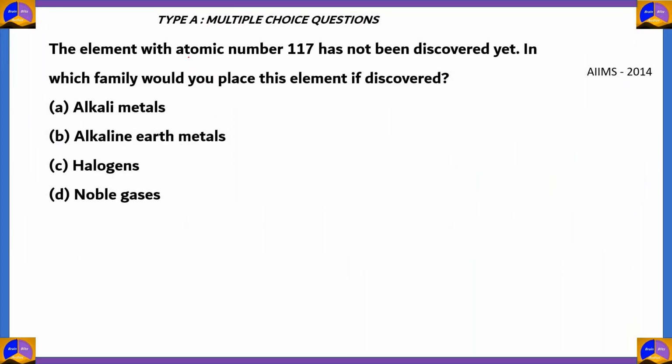Now, let's look at this question. The element with atomic number 117 has not been discovered yet. In which family would you place this element if discovered? Now remember that this is 2014, so therefore at that time it may not have been discovered, but now we know that tennessine is there. So it's basically we need to find out where tennessine is present today. So we need to write the electronic configuration here.